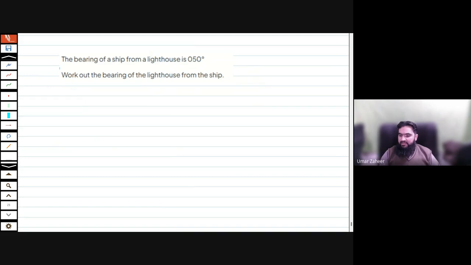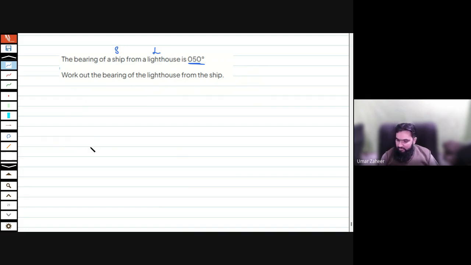He says that the bearing of a ship from a lighthouse is 50 degrees. Work out the bearing of a lighthouse from the ship.